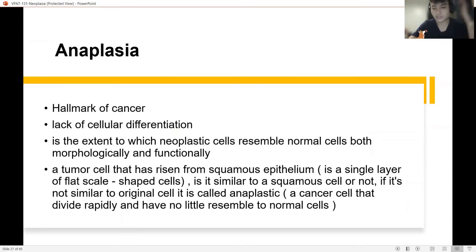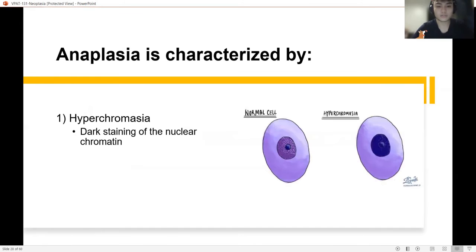And when we say anaplastic, it is a cancer cell that divides rapidly and has little resemblance to the normal cell. It is abnormal compared to the normal cell. And of course, anaplasia is characterized by hyperchromasia, enlargement of nucleolus, increase in mitotic figure, and giant cells.